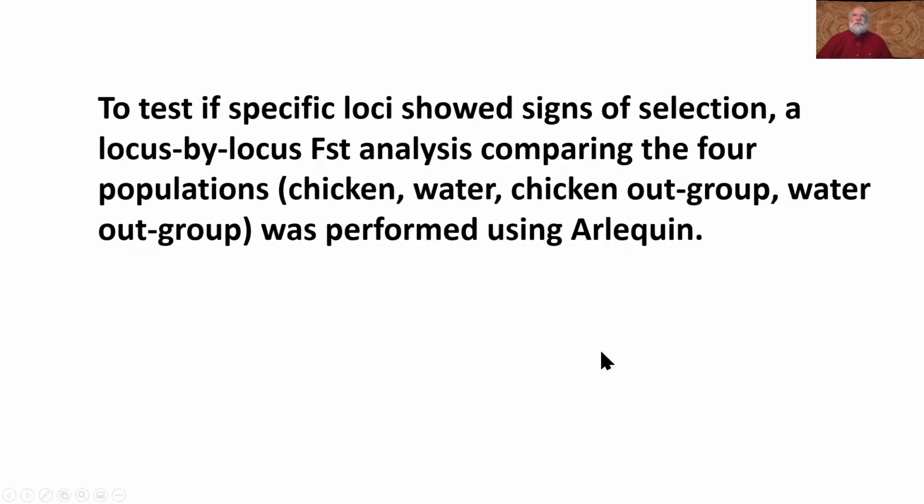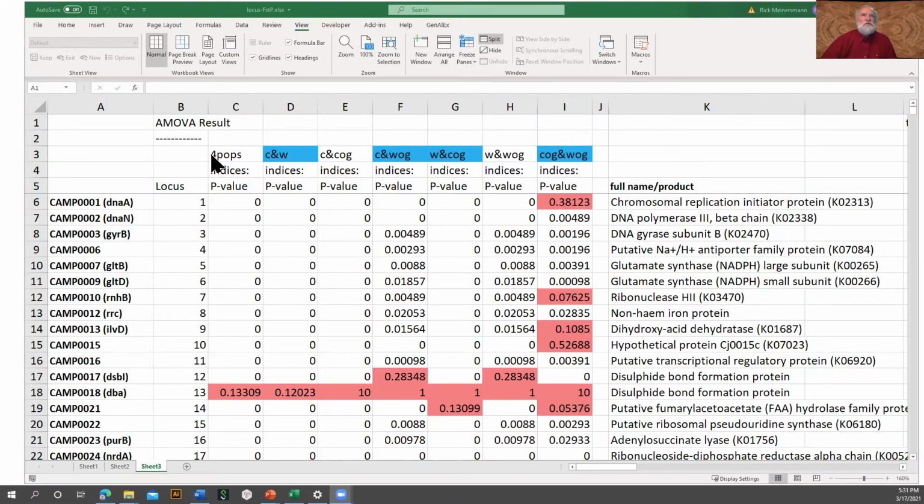To test if specific loci show signs of selection, a locus by locus FST analysis comparing the four populations, that is the chicken, the water, the chicken out group and the water out group, was done using the program Harlequin. So Harlequin does an AMOVA analysis that calculates the FST and compares different populations and gives you a p-value. When it comes to FST, it's really the p-value that counts rather than the actual size of the FST.